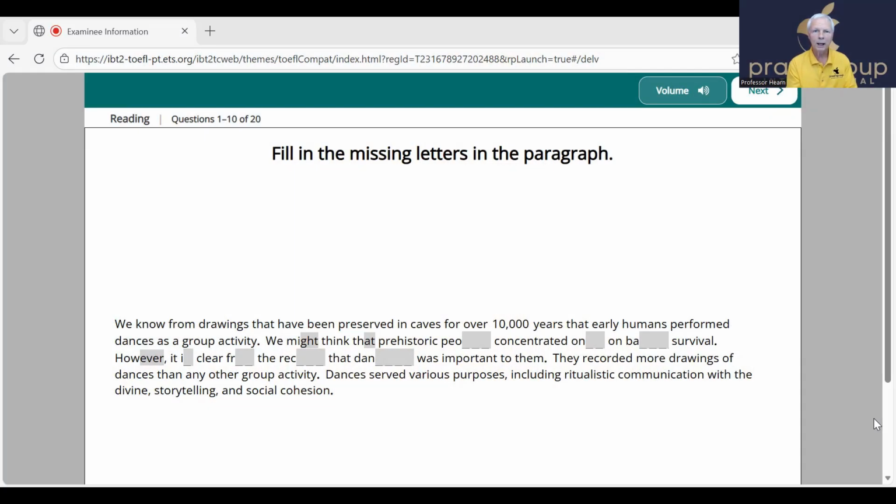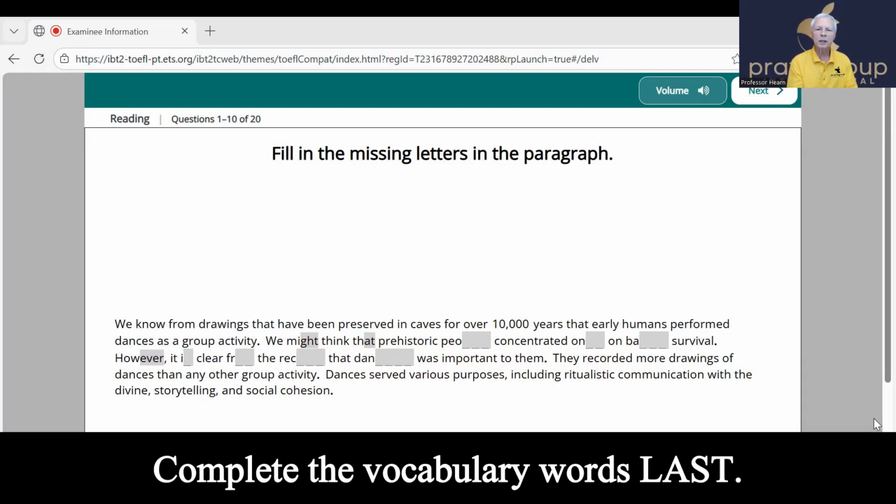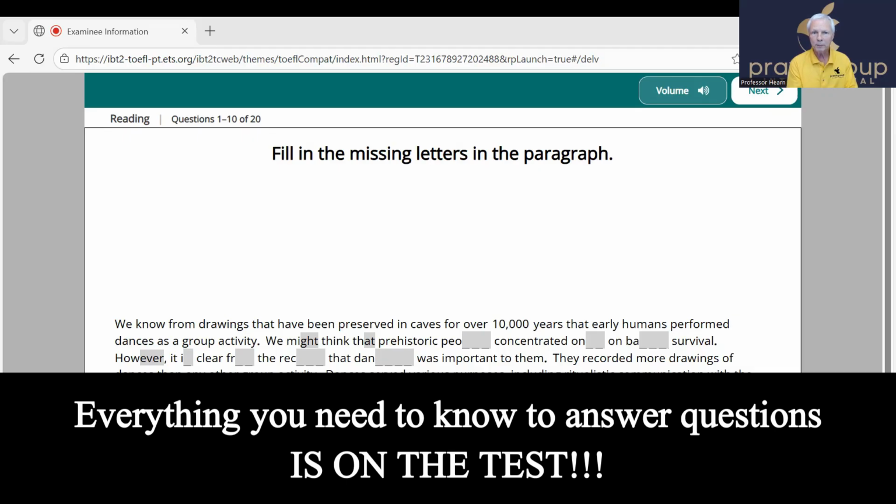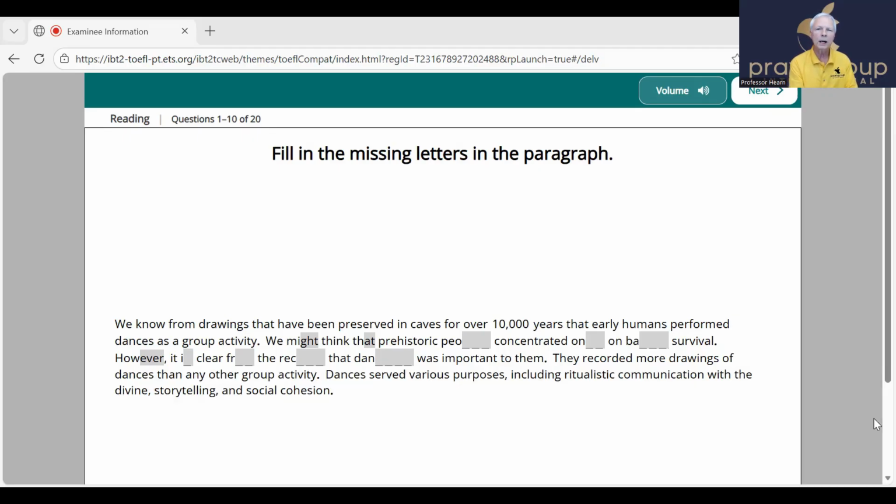Okay, here we are back at task 1, and I'm going to skip this next word for a moment because it is a vocabulary word. Now, there are clues in the passage that tell you what the vocabulary words are, but I want to do them last because it's time. I want to answer the other ones first. Those other words will be verb forms, pronouns, prepositions, or articles.